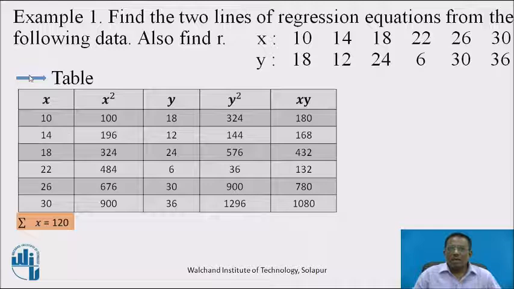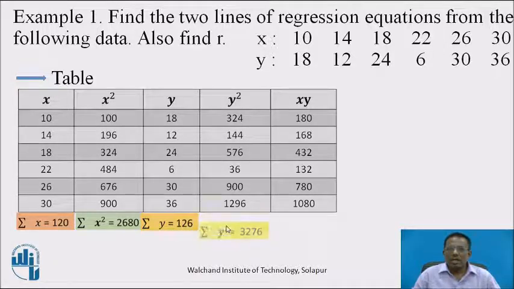Then add all the values of x, we get summation x equal to 120. Add all values of x square, we get summation x square equal to 2680. Add all values of y, we get summation y equal to 126. Add all values of y square, we get summation y square equal to 3276, and add all values of x into y, we get summation xy equal to 2772.